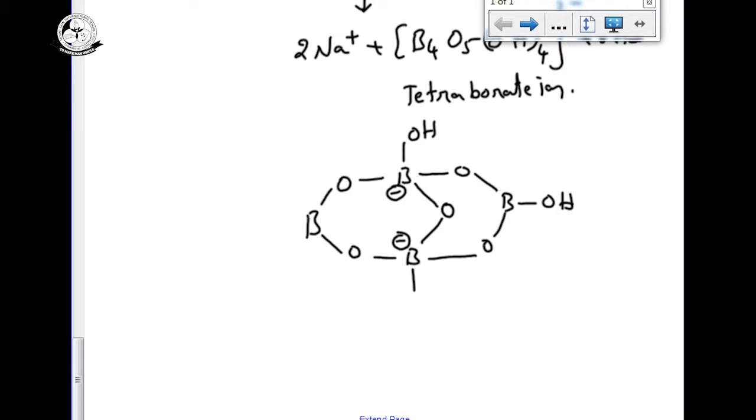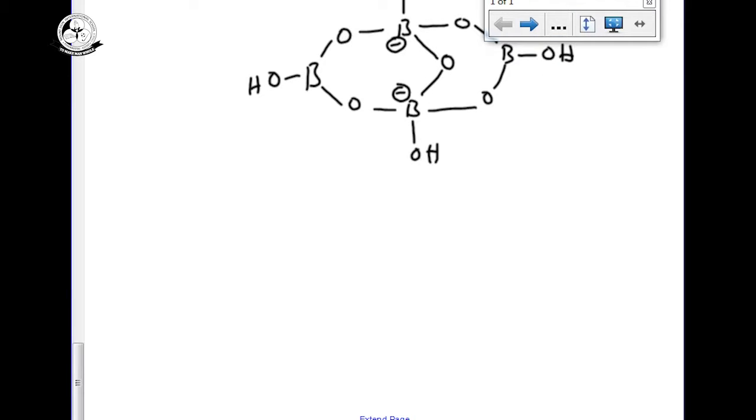So tetraborate ion, tetra means 4. In the previous class we saw the maximum covalency of boron is 4. Here 2 borons can show 4 bonds and the remaining 2 borons can show 3 bonds. So 2 are in tetrahedral shape and 2 are in trigonal planar shape. So this boron and this boron are trigonal, sp2 hybridization and sp2 hybridization, and 2 borons are tetrahedral, sp3 and sp3 hybridization. This is regarding the borax.